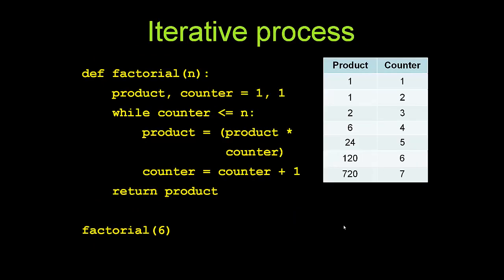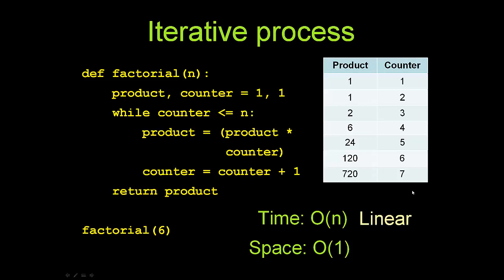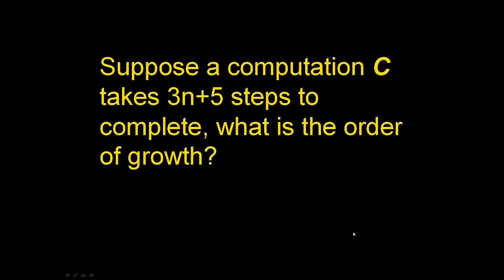Next, we have the iterative process. In this case, time is order n because it still takes n number of steps. Okay, you can see here, it takes n number of steps to finish computation, but the space now is order 1 because it's constant, right? Again, it doesn't matter what n is, it always takes up 2 spaces, or two boxes in memory, to store the product and the counter. So this is linear and this is constant. So space is a constant amount, like order 1.